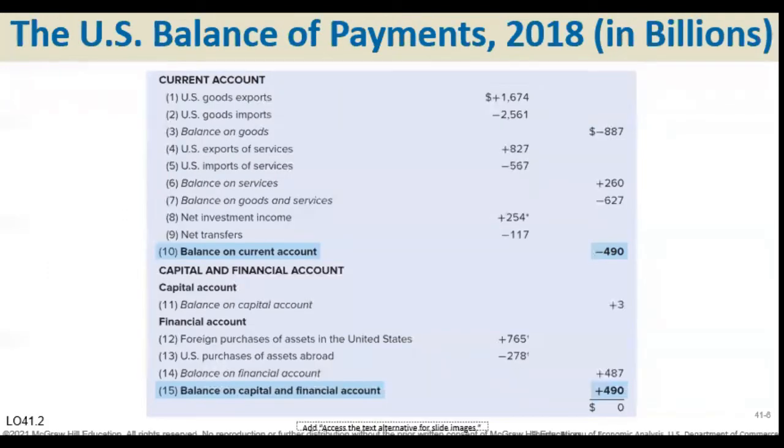So here is the U.S. balance of payments statement of 2018, in billions. So you can see the balance of the current account and the balance of the capital and financial account. All of them must balance to zero. Like any balance sheet, they all balance to zero.